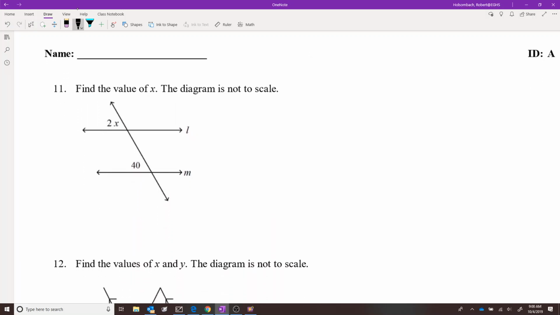All right, in number 11, find the value of x. Diagram is not to scale. You've got this angle 2x, and you've got this angle 40. Those angles are corresponding. Corresponding angles are congruent. And again, they should have told you that L is parallel to M. So your 2x is equal to 40. You can divide both sides by 2, and your x is equal to 20.